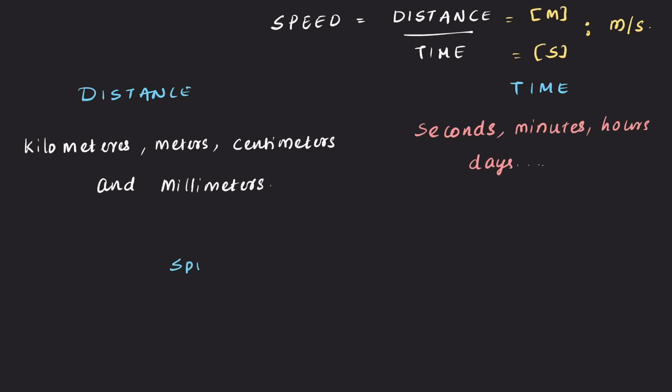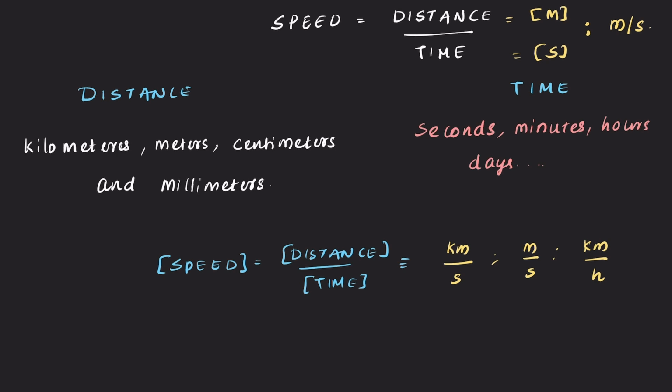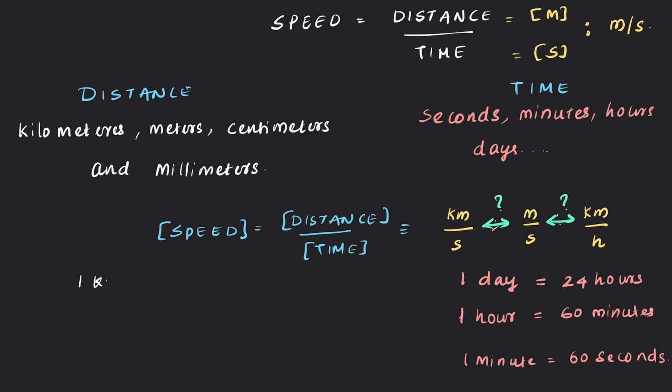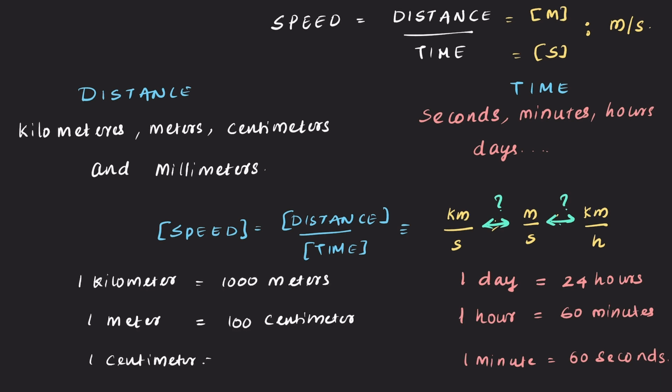And since speed is derived from distance and time, its units change depending on which unit we choose. For example, kilometer per second, km per second, meter per second, kilometer per hour. Now, how do we convert between these? We need some basic conversion facts. 1 day is 24 hours. 1 hour is 60 minutes. 1 minute equals 60 seconds. And for distance, 1 kilometer is 1000 meters. 1 meter is 100 centimeters. And 1 centimeter is 10 millimeters. These simple relationships help us translate from one unit to another, whether we are working with time, distance, or speed.